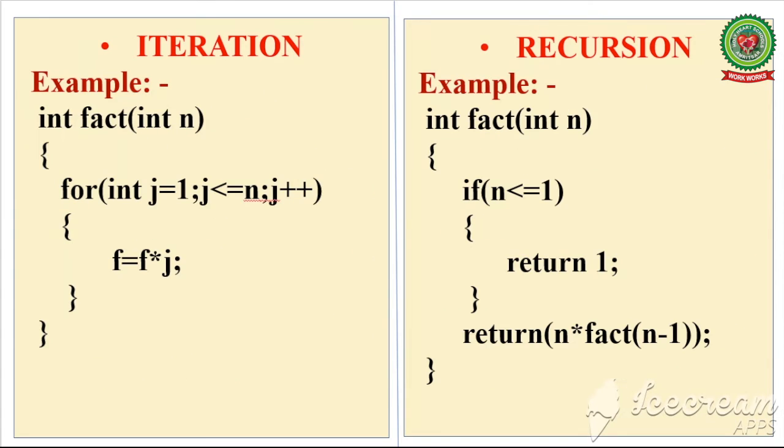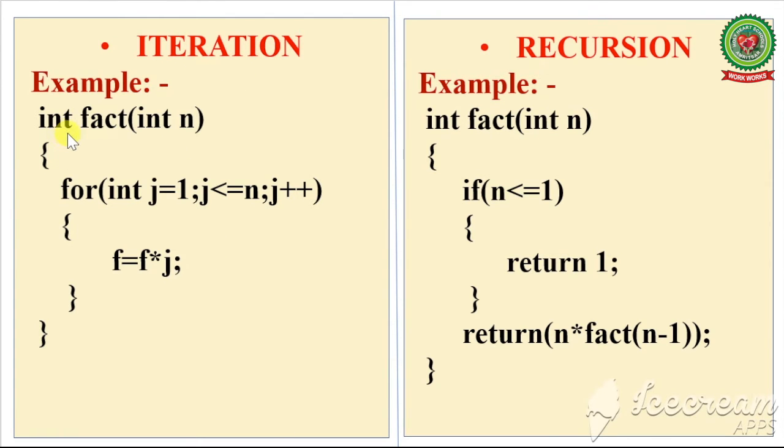Let us consider an example of iteration and recursion. In this example, we are going to calculate the factorial of a number. Factorial means if we want to calculate the factorial of the number 5, then we will do 5 multiplied by 4 multiplied by 3 multiplied by 2 multiplied by 1. So the answer is 120. So in the case of iteration, we will make use of a loop.